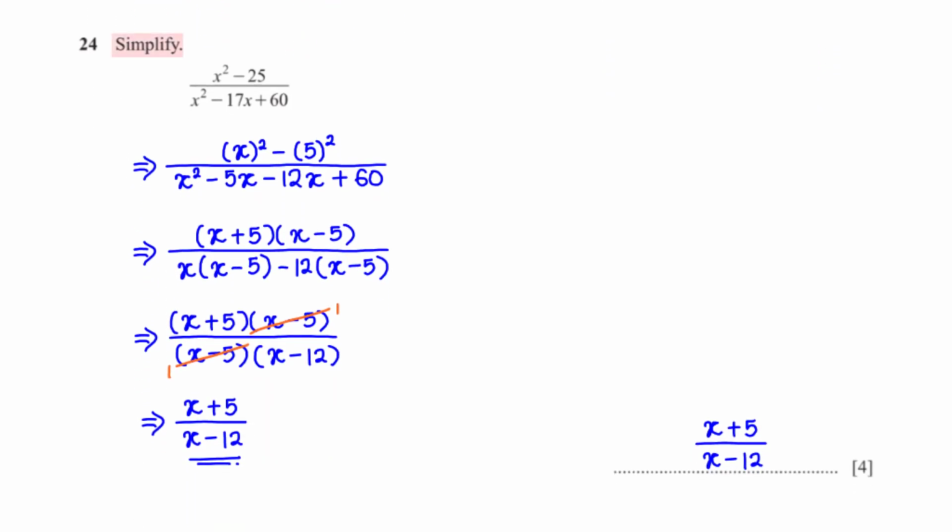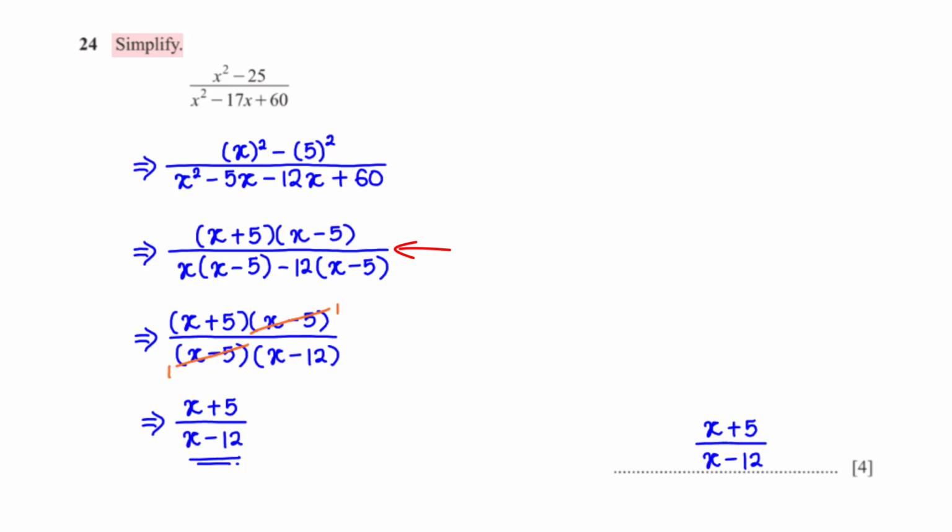Simplify. X squared minus 25 divided by x squared minus 17x plus 60. For the numerator, we can rewrite x squared minus 25 as a difference of 2 squares. This gives us x squared minus 5 squared. For the denominator, we can rewrite negative 17x as negative 5x minus 12x. For the numerator, we can apply the factorization for the difference of two squares. And so we can rewrite x squared minus 5 squared as x plus 5 times x minus 5.